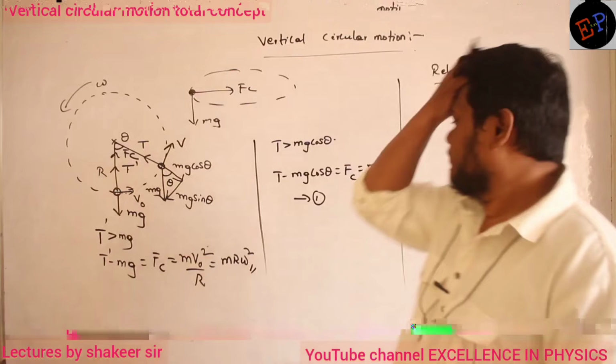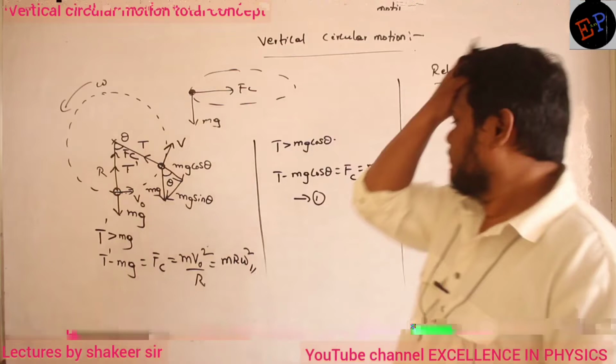Initial potential energy depends on the reference. Let us take the bottommost point as the zero potential energy reference. So initial potential energy is 0. Final kinetic energy is half m v square, and final potential energy is mgh, where the height reached by the pendulum is L into 1 minus cos theta. So half m u square is equal to half m v square plus mg L into 1 minus cos theta.